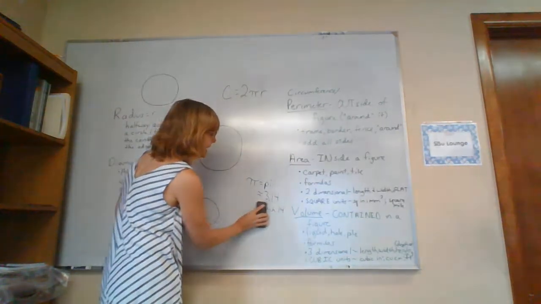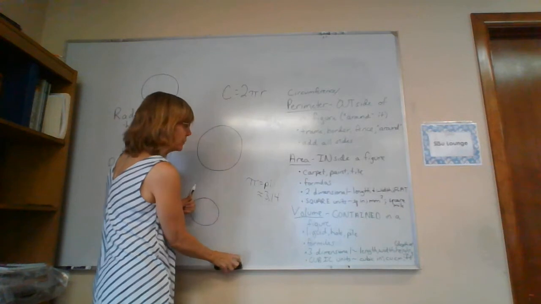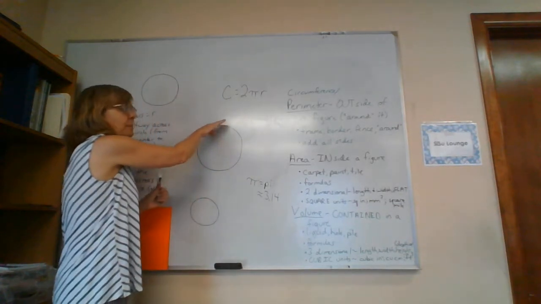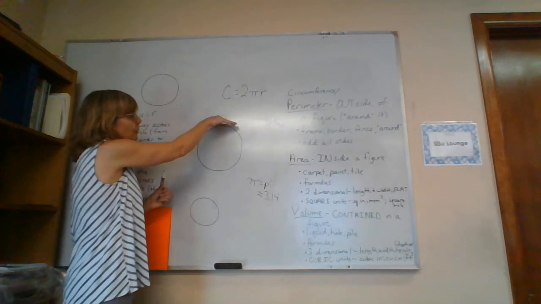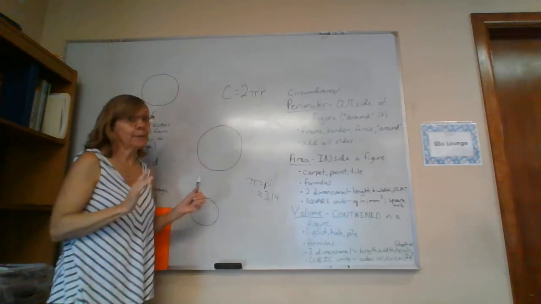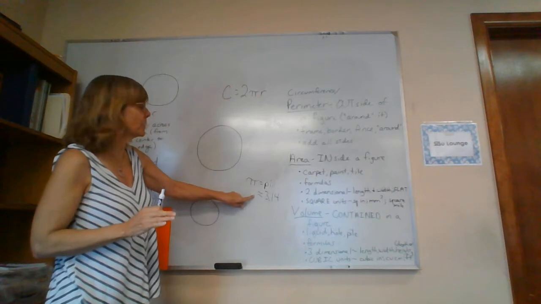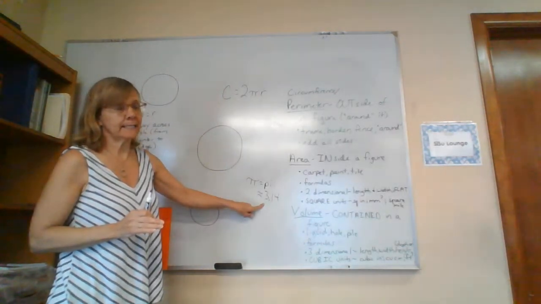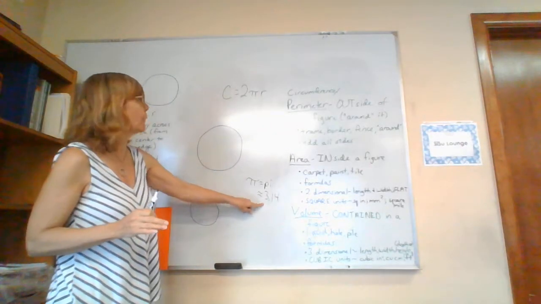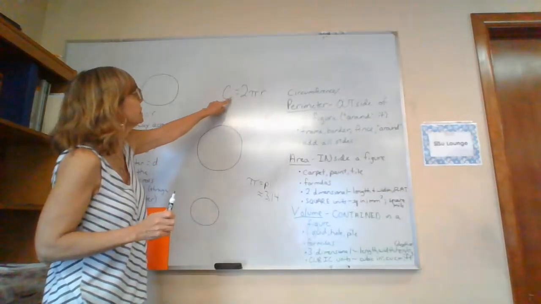Pi is the measurement, and 3.14 is what we use. If I was trying to measure this circle with a ruler, tilting it all the way around, I'm not going to get a terribly accurate measurement. But pi takes that into account, and it's a brilliant way of understanding the measurement of a circle.